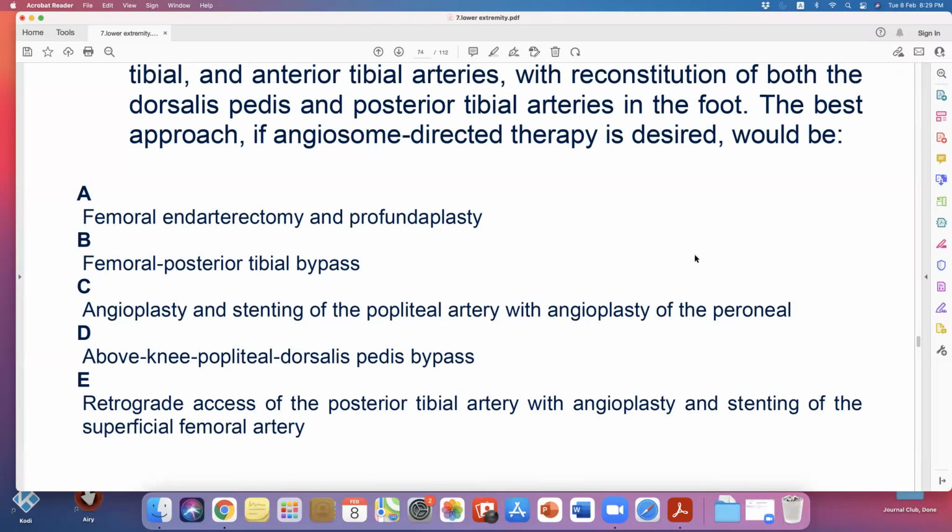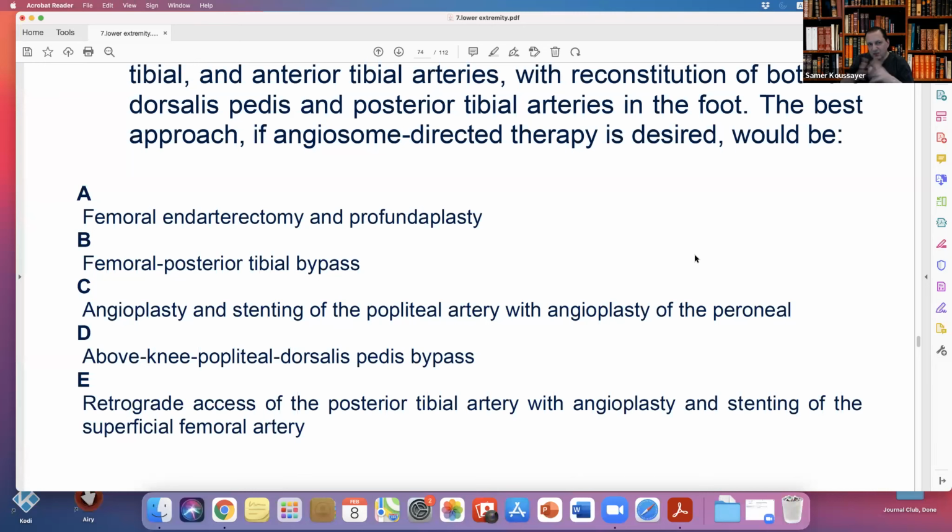Retrograde access of the posterior tibial artery with angioplasty and stenting of the superficial femoral artery. This is not correct because the posterior tibial is not the proper angiosome, and angioplasty and stenting of the SFA, we consider it patent. So I will choose D, above-knee popliteal to dorsalis pedis artery bypass.